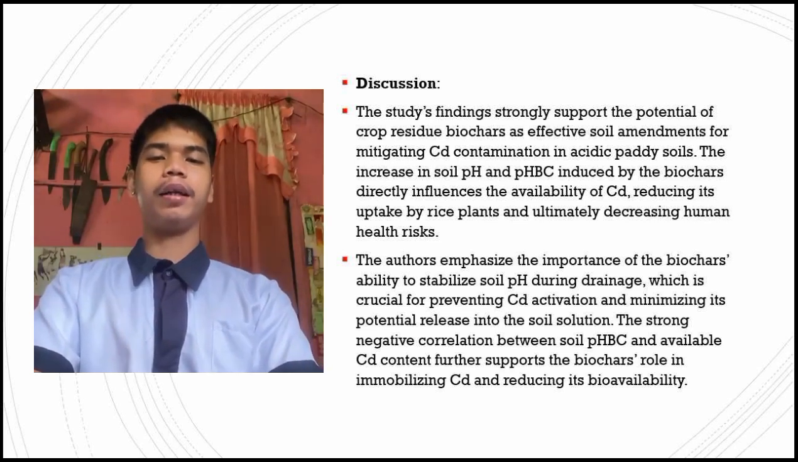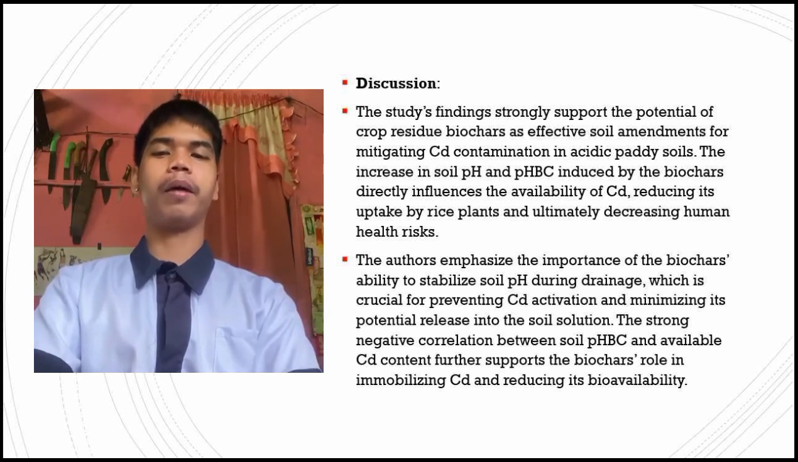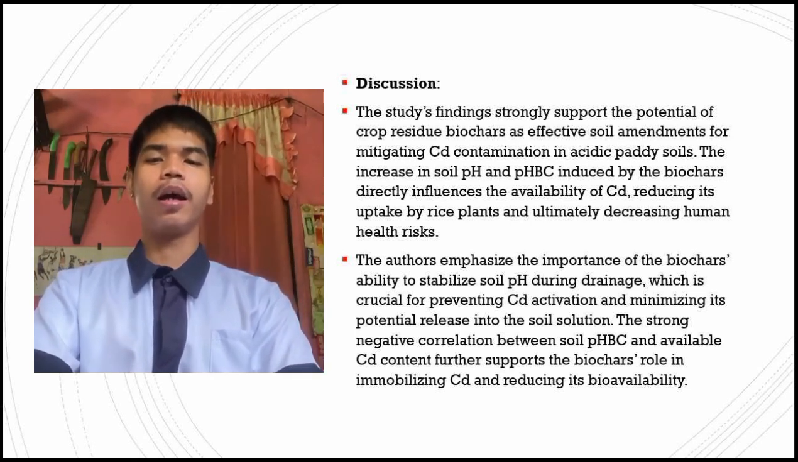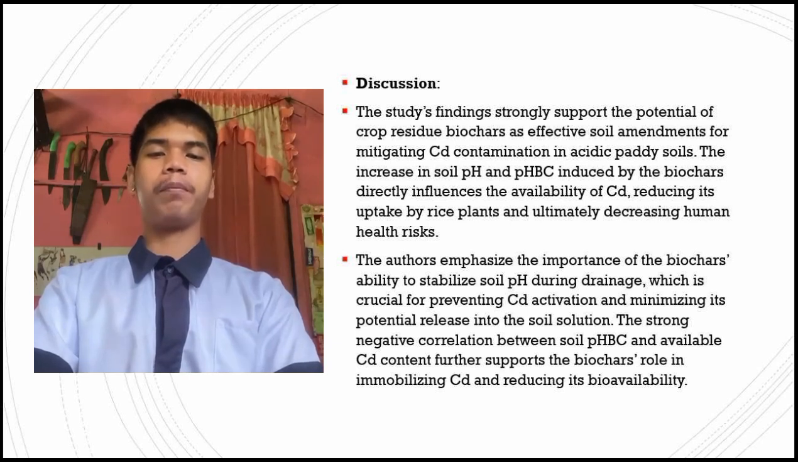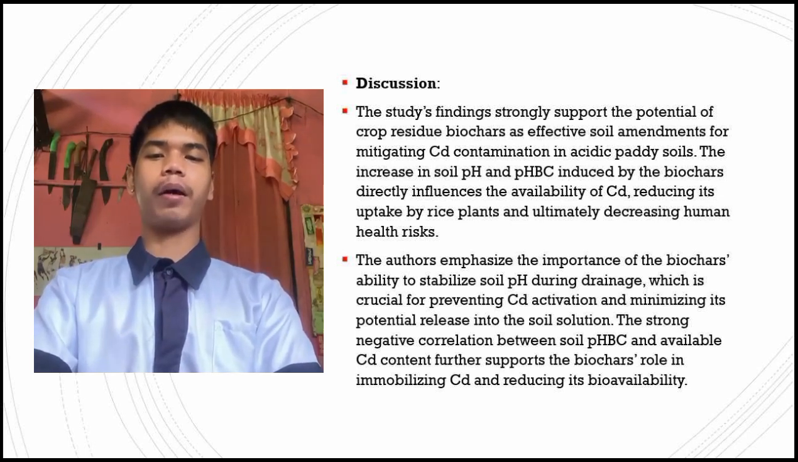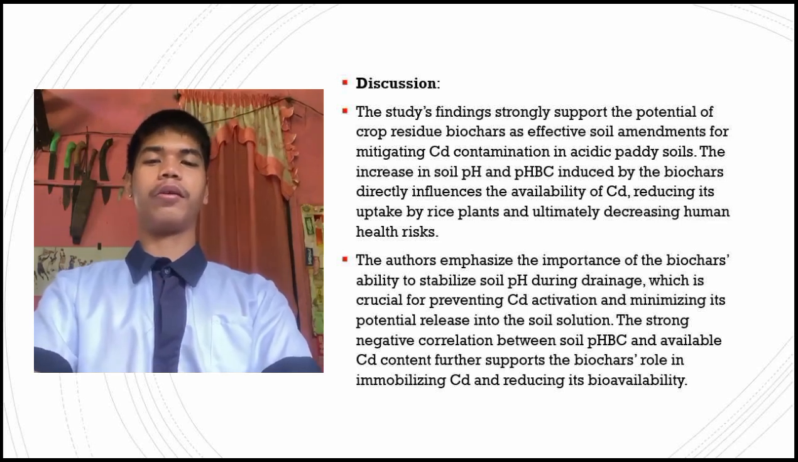The study findings strongly support the potential of crop residue biochars as effective soil amendments for mitigating Cd contamination in acidic paddy soils. The increase in soil pH and pH-BC induced by the biochars directly influences the availability of Cd, reducing its uptake by rice plants and ultimately decreasing human health risk.